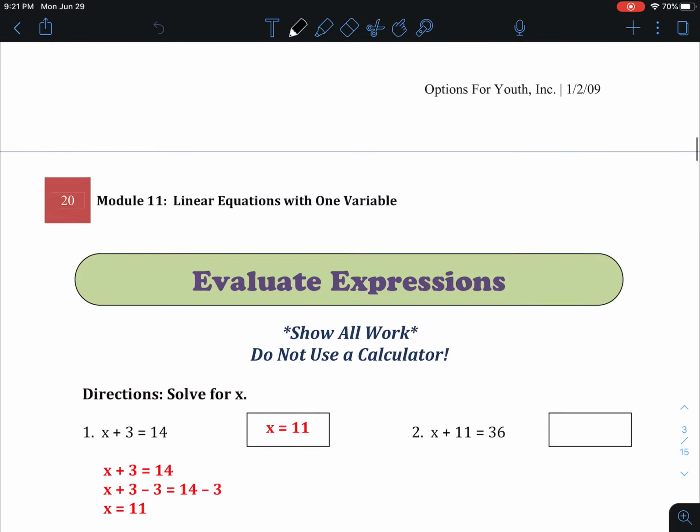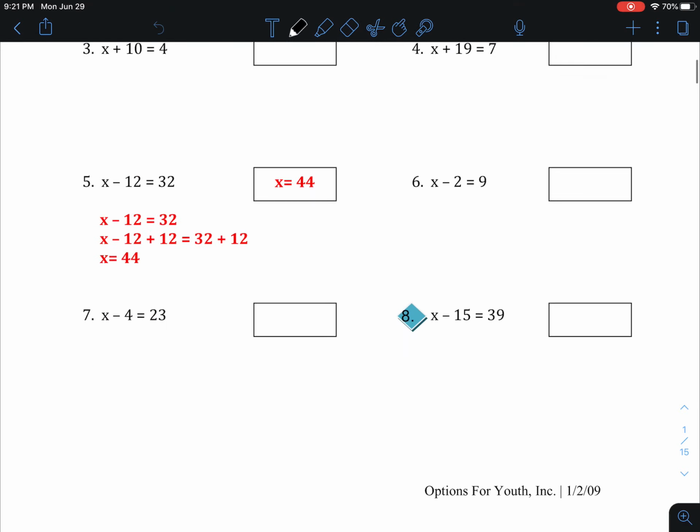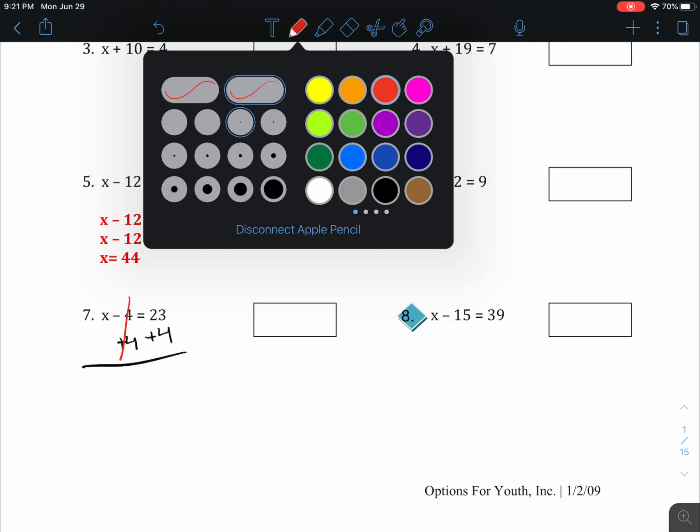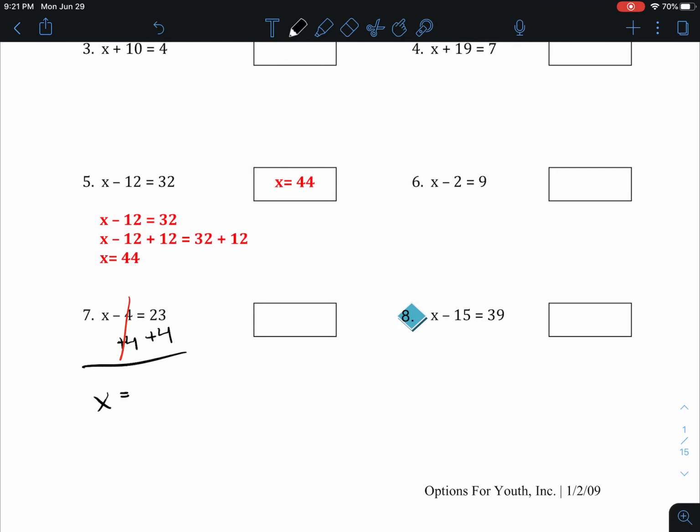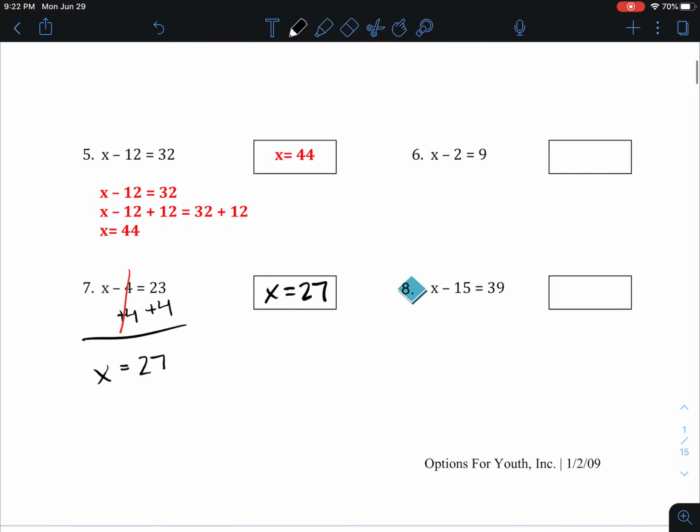So jumping into our first diamond question, we have x minus 15 equals 39. So that's the one that you guys will do on your own, but I will do the one before it, number 7. X minus 4 equals 23. So the way we want to do this, since this is minus 4, we just want to add 4 to both sides. That allows us to get x by itself. That will cancel out, and what we're left with is x equals 23 plus 4, which is 27. So you guys just want to take those same exact steps for number 8.